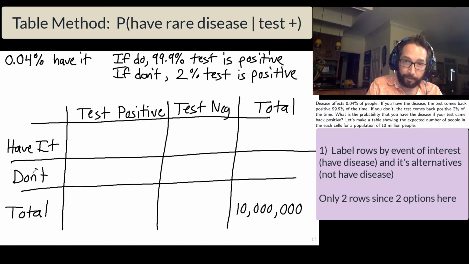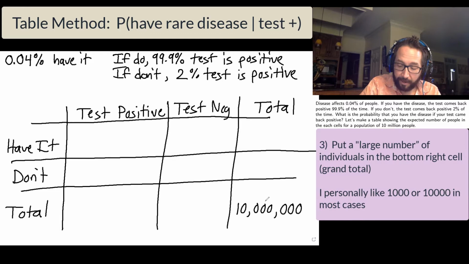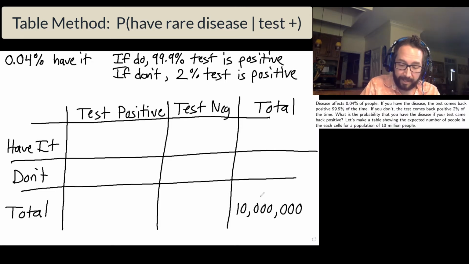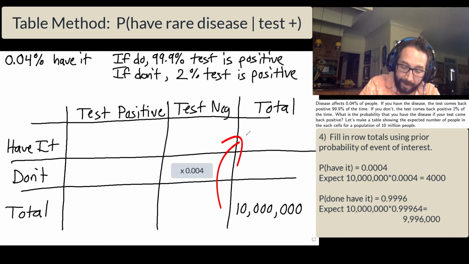All right, so this is going to be our table approach. We're going to label the rows by the event of interest, in this case, I do have the disease versus its competing alternative that I don't. The columns I'm going to label as the bits of information that I could possibly be conditioning on: either the test comes back positive or it comes back negative. And I'm going to envision a large number of people overall in my little experiment. So 10 million people. If I split this up into individuals that have it versus don't, all I've got to do is multiply that 0.04% by that 10 million to get the number of people that do have it.